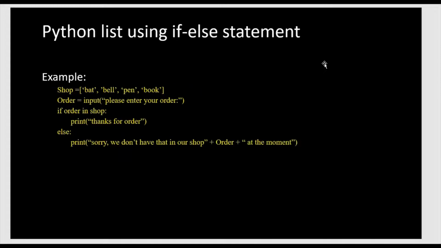And this is an if else, using the list data type in if else statements. Here is the example: shop equals bat, ball, pen, and books, and the user is asked to enter their order. If the order is present in the shop, it will print thanks for ordering. If the order is not present in the shop, it will print sorry, we don't have that in our shop at the moment.